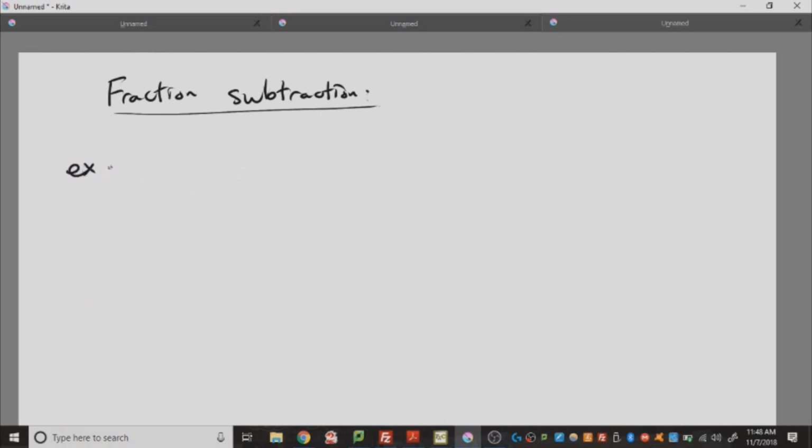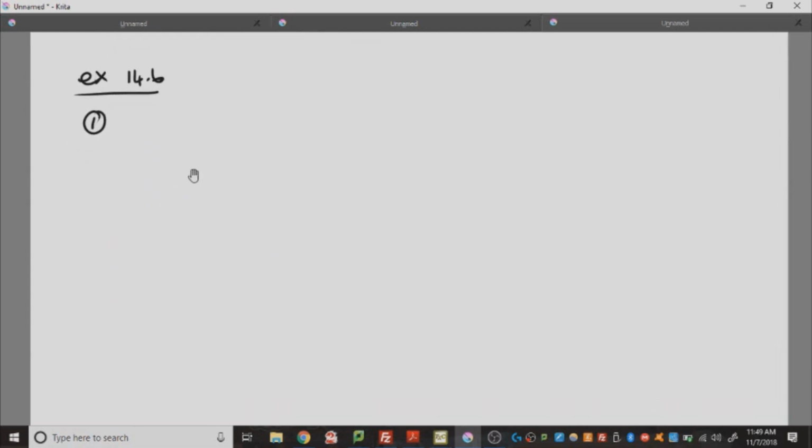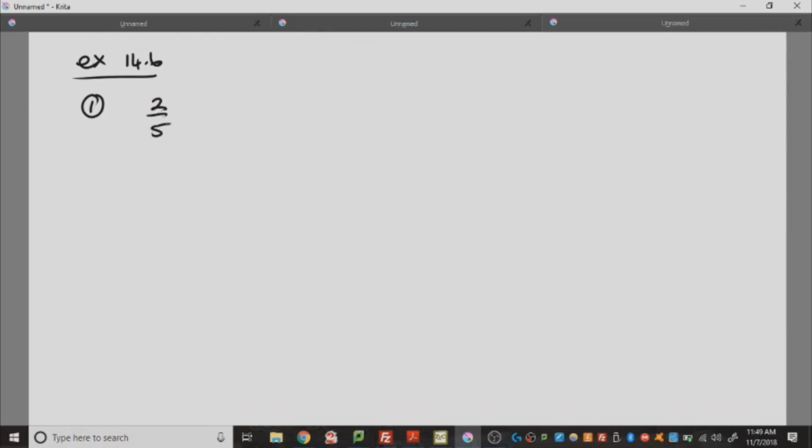So let's do exercise 14.6, number 1, and see the subtraction. The intuitive concept of subtraction is fairly straightforward. It's the takeaway concept. So I have 2/5 and I'm taking away, oh no, 2/3. I was like, that's way too easy. Different denominator, for sure. And I have 2/3 and I'm taking away 1/5.